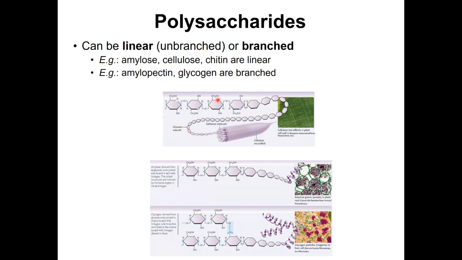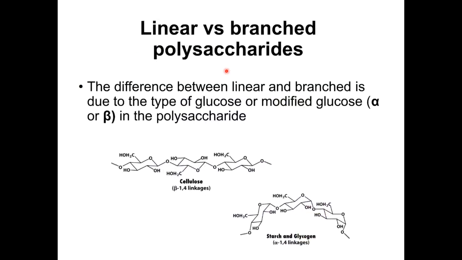Meaning that they're formed by a linear chain, like this one, which at times projects or joins other linear chains, forming branches, similar to what you will find in a tree. And the amylopectin and glycogen are basically almost identical, and they are branched polysaccharides. So the difference between linear and branched, as mentioned before, is in the type of glucose that is found in them, and therefore the bond that is formed in there.